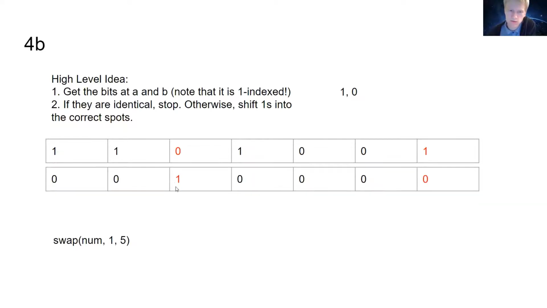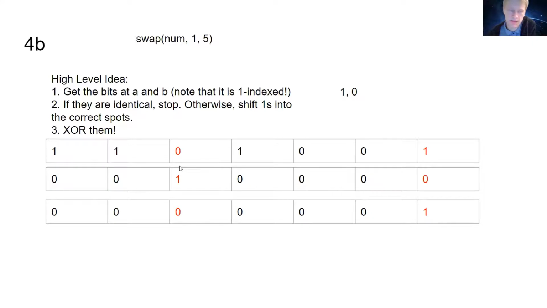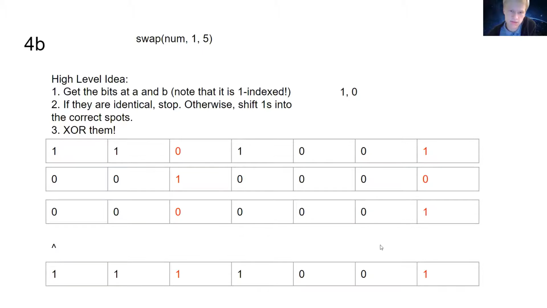Here is 1. It's probably simplest to break this down into 2 numbers: one with a 1 here and another with a 1 here. Then in the last step, we need to XOR them. XORing this gives us the desired result. Maybe I should clarify what I mean by XOR them: we XOR these 2 numbers together, and then XOR the result with the original number, and that will give us the desired result. So with that detail, let's now go ahead and try to code this up.